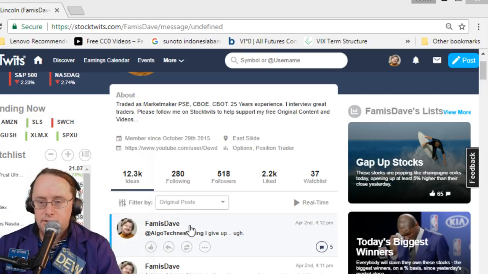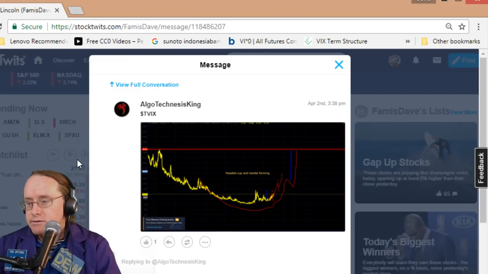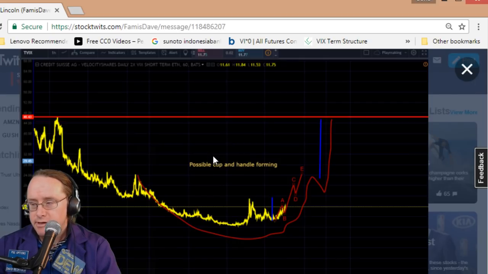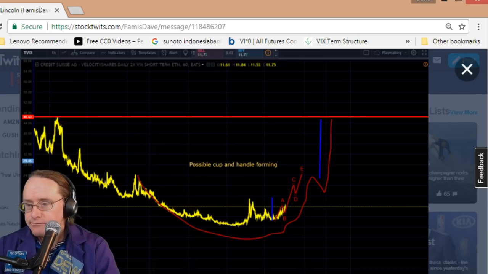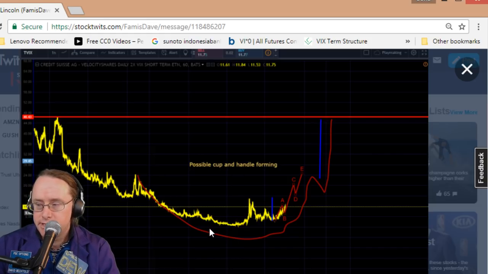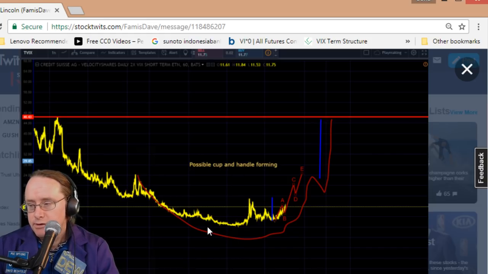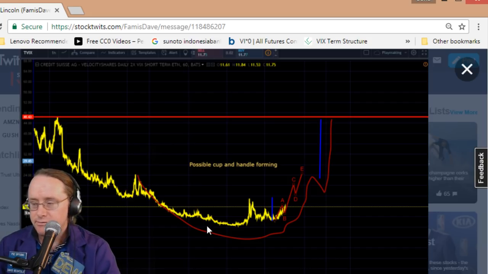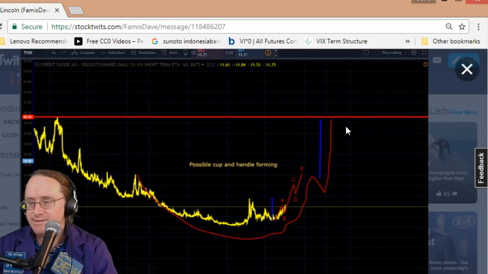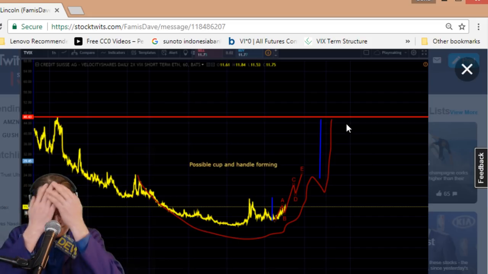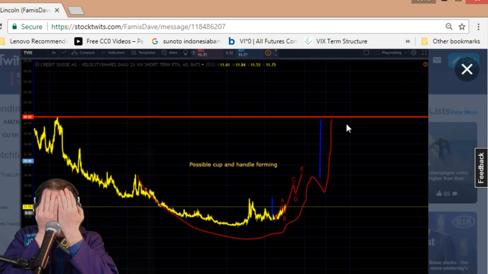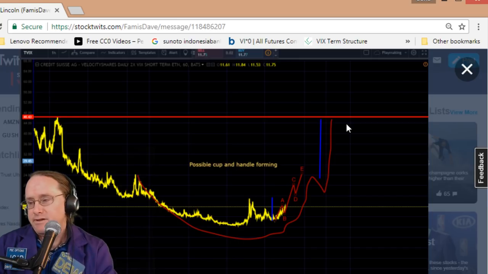Let's see. Looking around my StockTwits. Oh, here we have a chart. TVIX chart. It says possible cup and handle forming. And it's got A, B, C, D, E. Wow, it almost looks like an Elliott wave on a TVIX chart. Oh my god. It never ends.